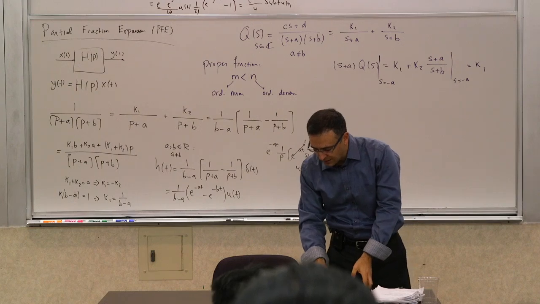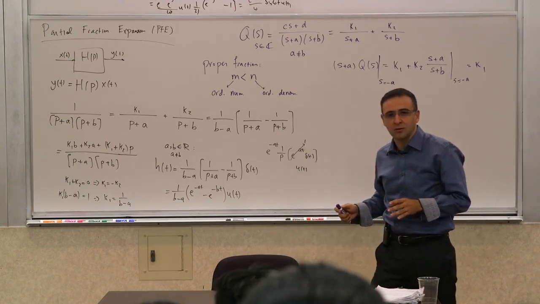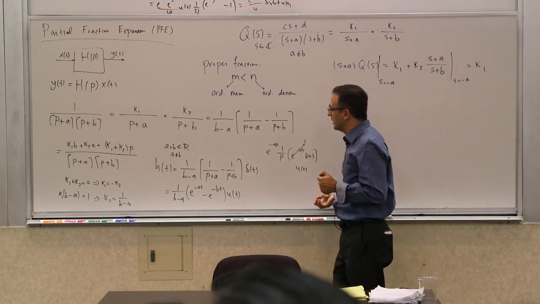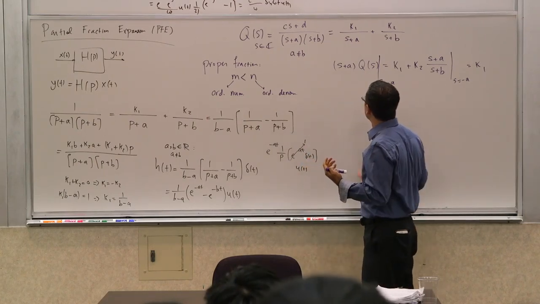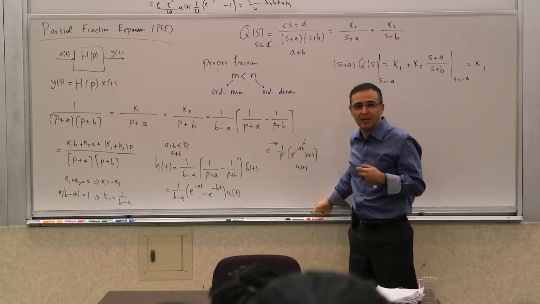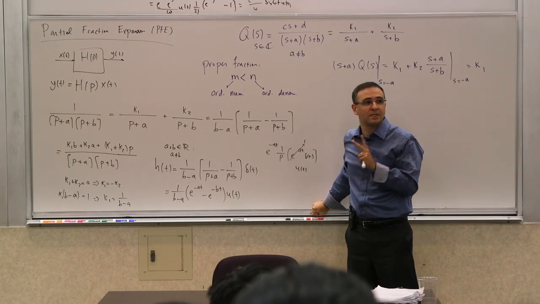And then we'll see how it generalizes to multiple roots. But let's see an example of this. Let's do an example to see how this is applied in a circuit. So this is one way to do the partial fraction expansion. Any questions so far? Yes?